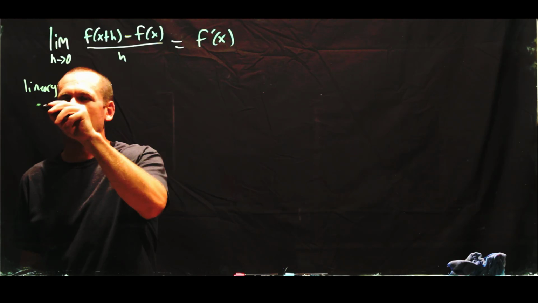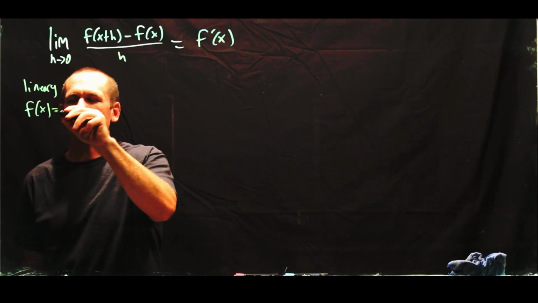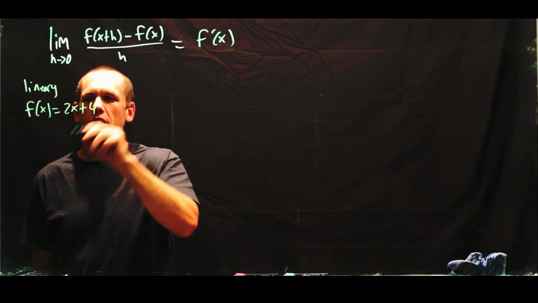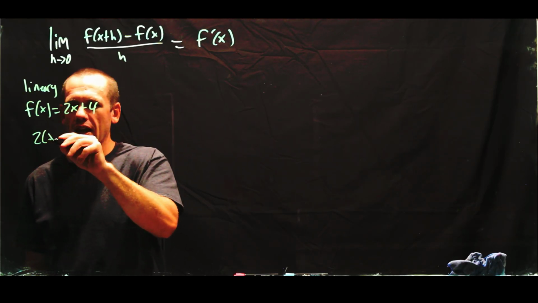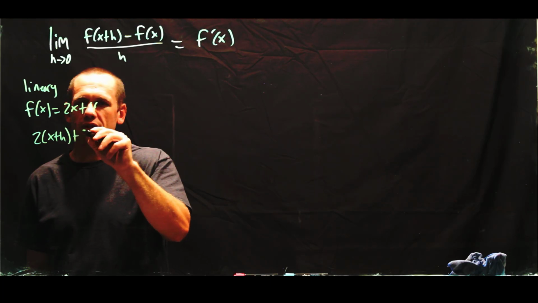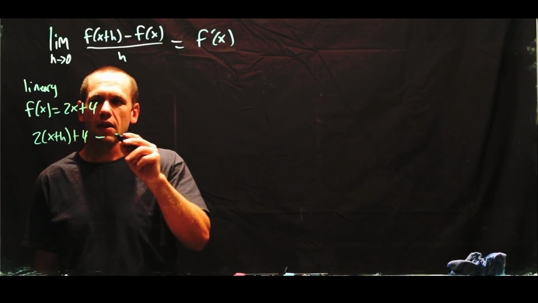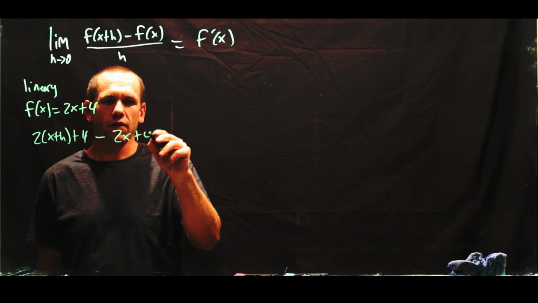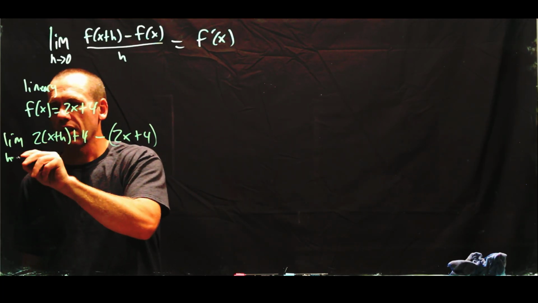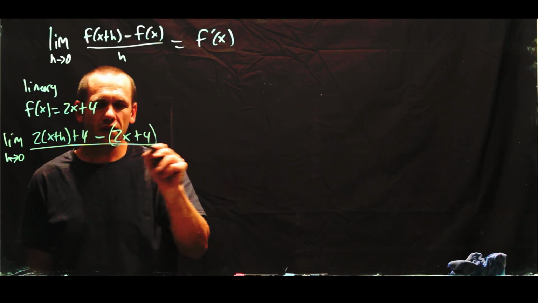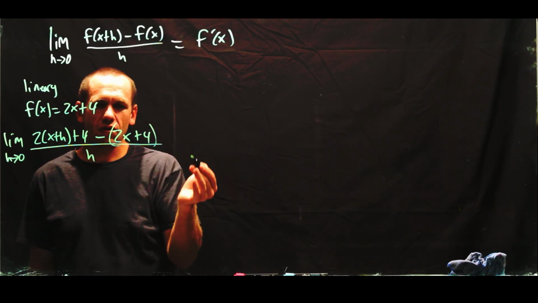We're going to start with just a simple linear function. So let's say we have f of x equals 2x plus 4. Then we just apply the definition. So we take 2 times x plus h plus 4 minus 2x plus 4. That'll be in parentheses because it's the whole function. Remember, we're taking the limit as h goes to 0 of this. We divide by h. And then we just distribute and simplify.